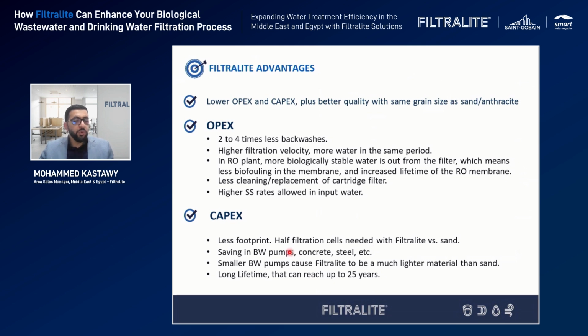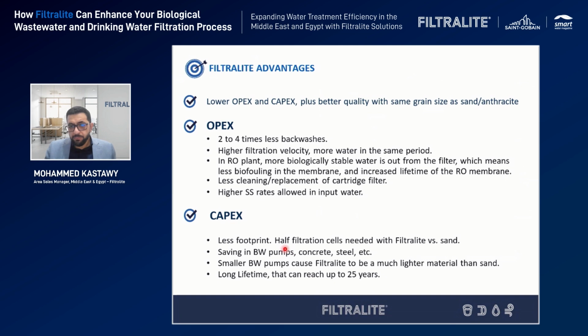At the same time, you are allowing the water to go inside with higher suspended solids, and we are going to see that in one example. In terms of CapEx, of course, by increasing the filtration rate, you will be able to reduce your footprint. So let's say that I have this plant, which gives me around 100,000 cubic meters per day, just an example. And the design, working with the consultants, was calculated based on a filtration velocity of, let's say, 10 meters per hour.